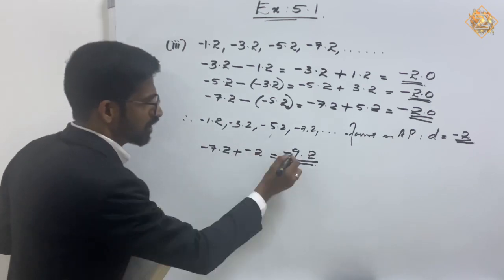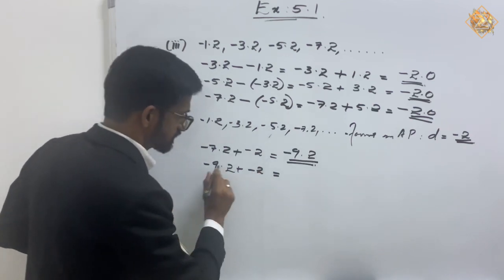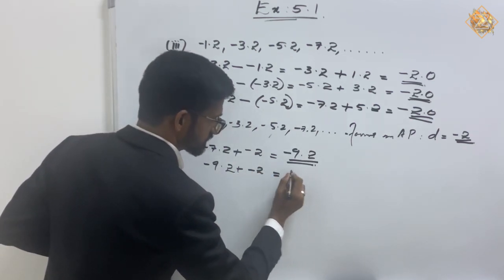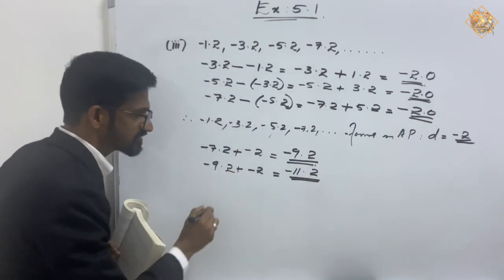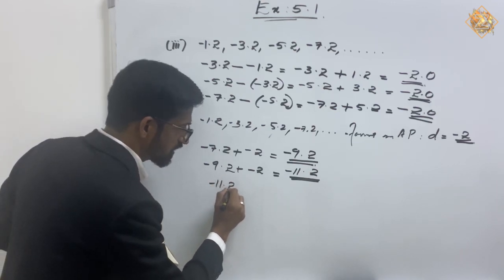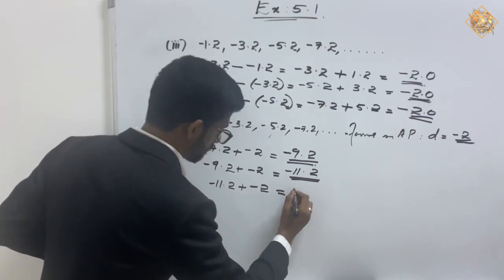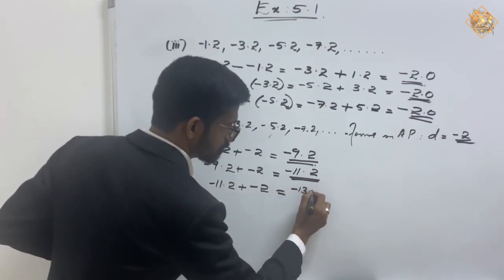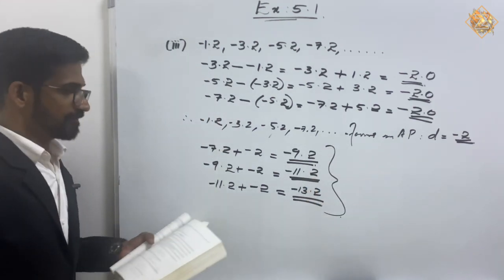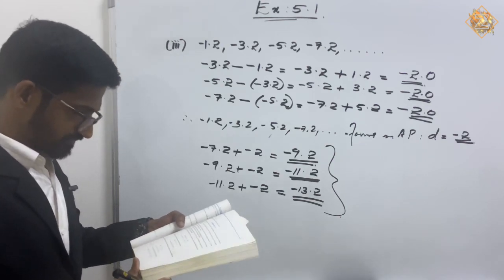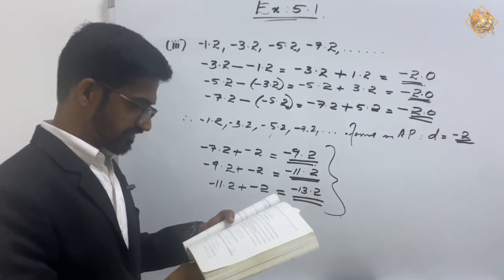To get the next term, along with minus 9.2, we have to add minus 2. That is minus 9.2 minus 2, that is adding, we will get minus 11.2. To get the next term, along with minus 11.2, we have to add the common difference minus 2. So adding this, we will get minus 11.2 plus minus 2, that is minus 13.2. Okay, so these are the required next terms of the AP. Okay, now question number 4 you can try. Question number 5, that's easy only, we'll just try now.